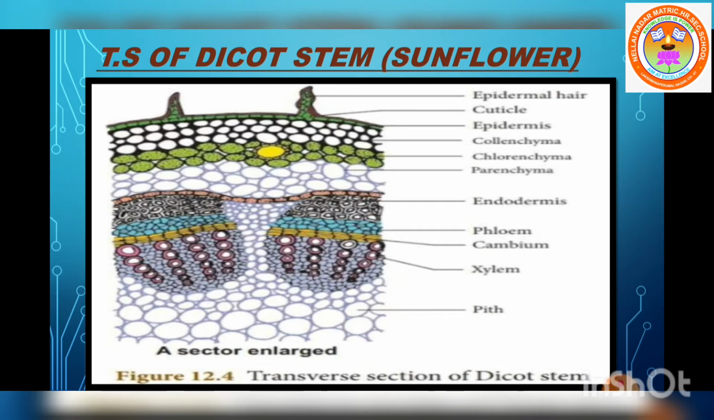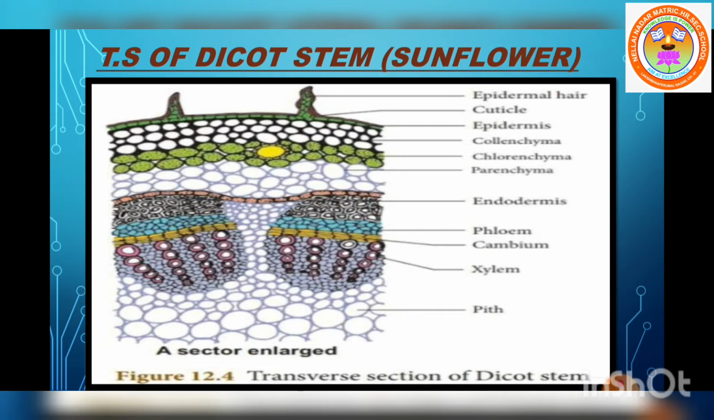The innermost layer of the cortex is called endodermis. The cells of this layer are barrel shaped and arranged compactly without intercellular spaces. Endodermis is also called starch sheath. The starch grains are abundant in these cells, so this layer is also known as starch sheath.